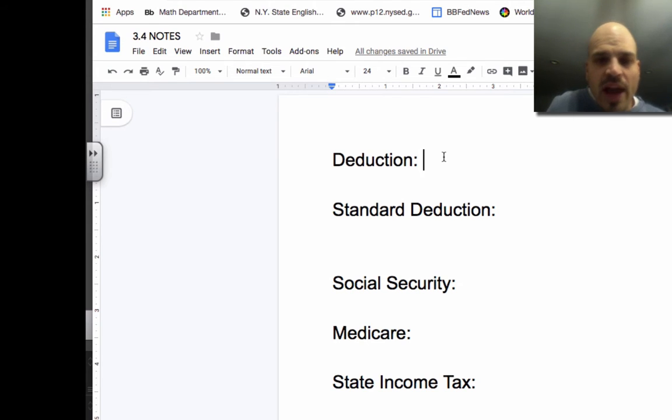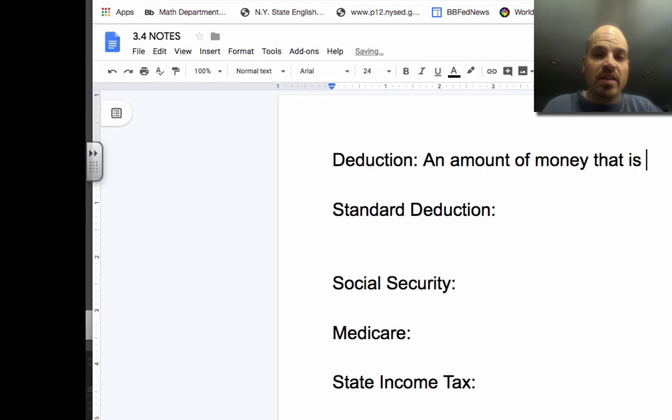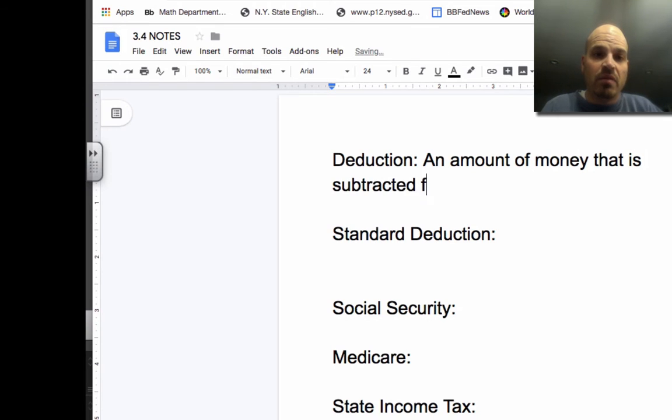So when you actually file your taxes, depending on the situation that you're in, you can claim what are known as deductions. If your parents own a business, they'll be very familiar with this because business owners can claim a lot of deductions. Any business expenses, anything that they pay out to run the business, is deducted from their income because that's money that they didn't actually make. It's money that they spent. So a deduction is an amount of money that is subtracted from your income.